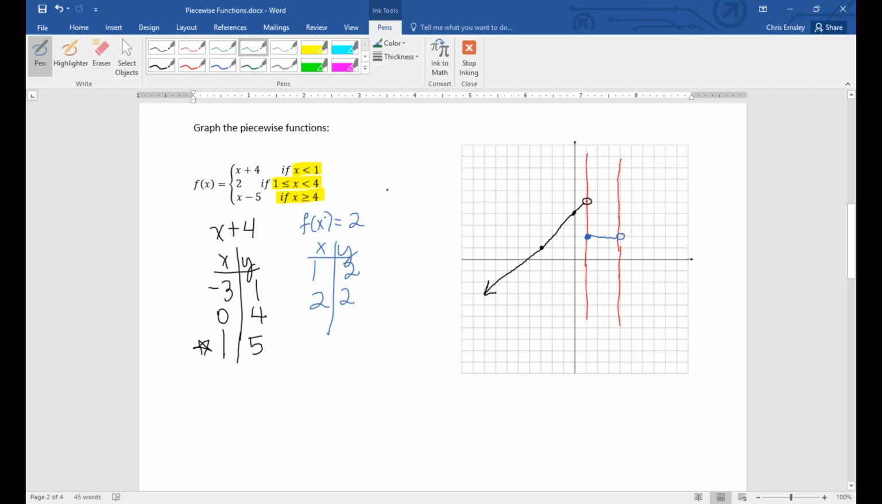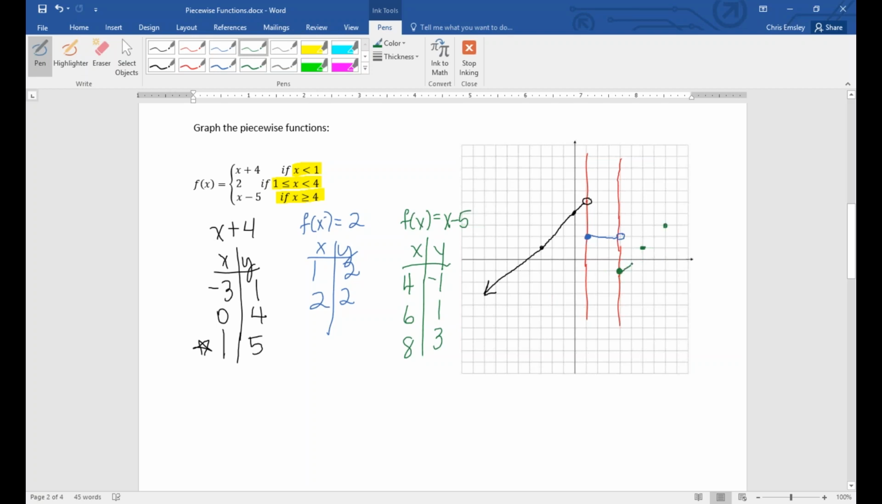And then for our final section, f of x equals x minus 5. That gives us another little t-table. And again, in this one, I have to follow this restriction, only values greater than or equal to 4. So maybe I'll try 4, 6, and 8. 4 minus 5 is -1. 6 minus 5 is 1. 8 minus 5 is 3. 4, -1 would be right here. 6, 1, and 8, 3.